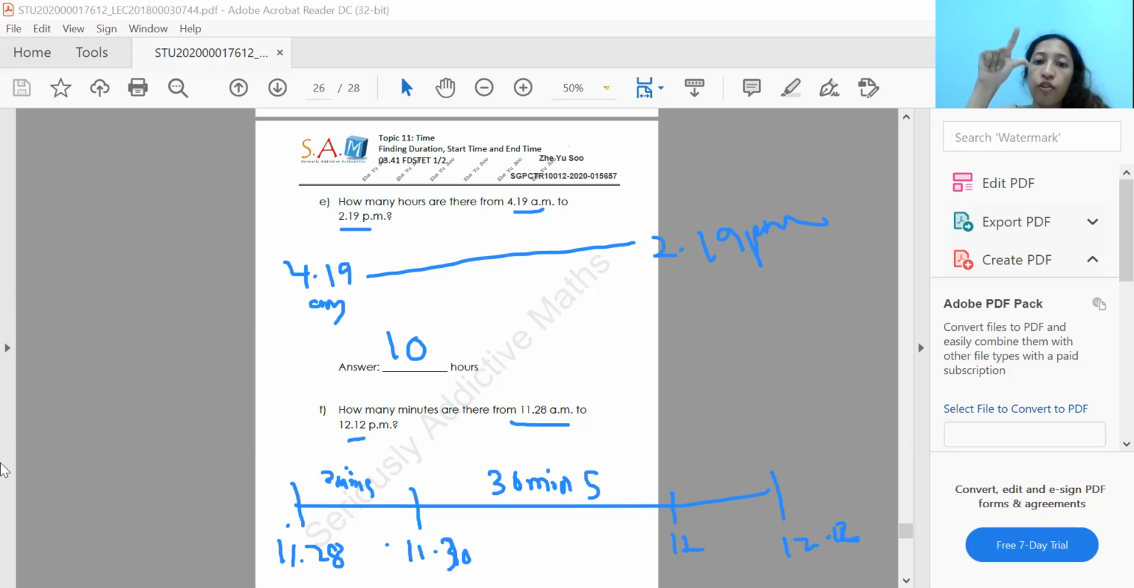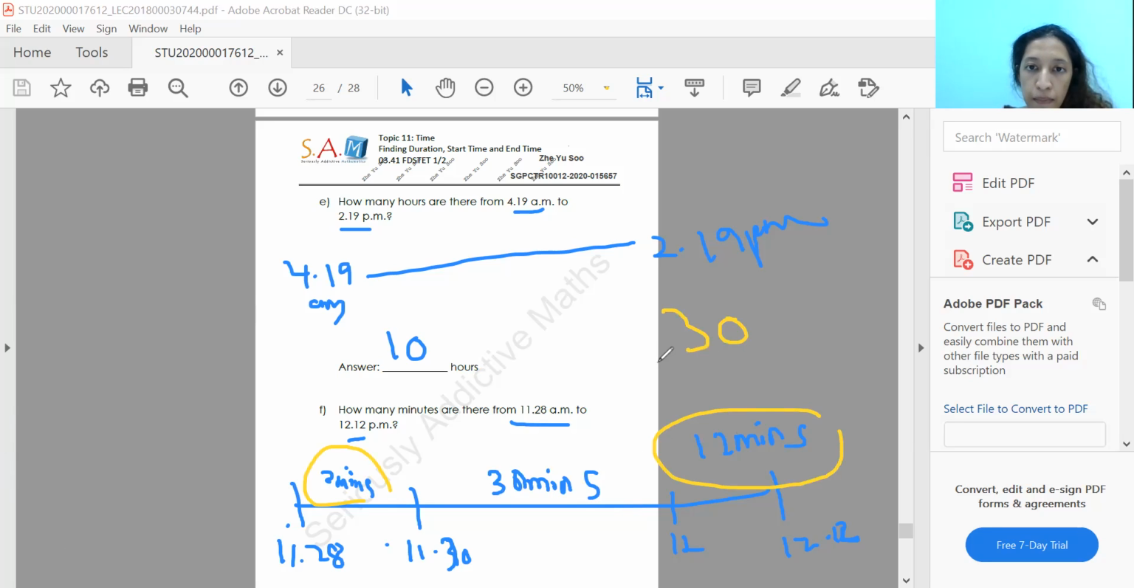11:30, 35, 40, 45, 50, 55, 12. So 30 minutes. And then 12 to 12:12 would be 12 minutes. So now let's add them up. 2 plus 12 is 14. So 30 plus 14 would be 44. So the duration here is 44 minutes. Okay, I hope all of you got that right.